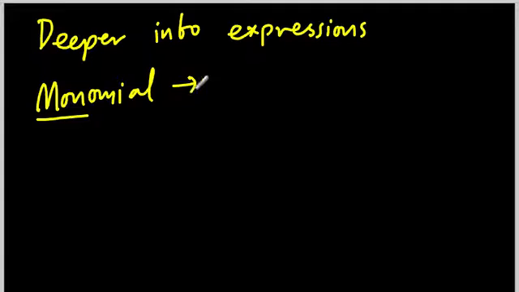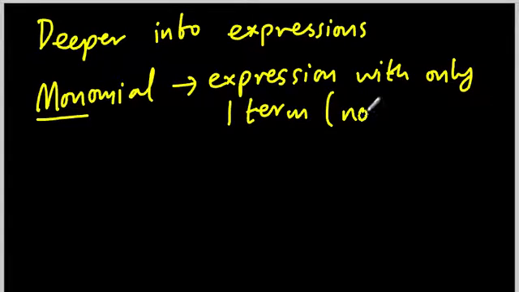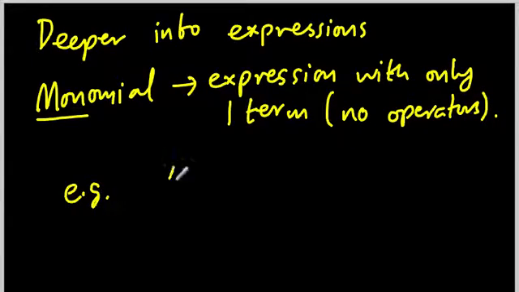So what it is, it's simply an expression with only one term. What it means is that there are no operators. So here's an example of a monomial, for example, this 4x cubed. This is a monomial because this whole thing is just one term that's being multiplied together. Even though there's a coefficient, variable and exponent, it's still one thing, one term. So therefore, it is called a monomial.